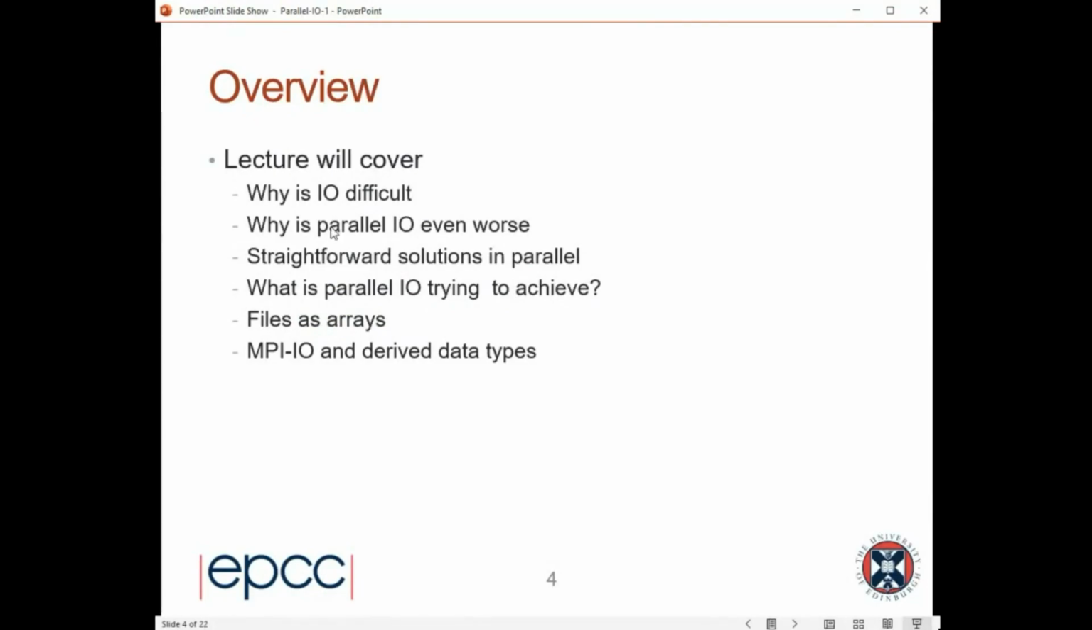So I'll cover why I/O is difficult, why parallel I/O is even more difficult, the kind of solutions that people use in parallel, and then I'll talk a bit about what parallel I/O is trying to achieve. I'll talk about files, arrays and MPI-IO.